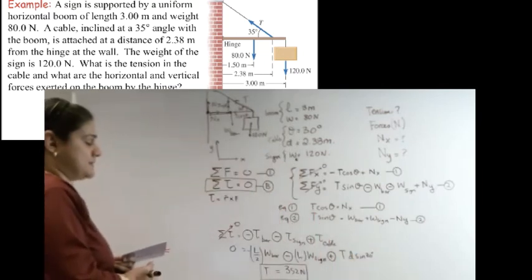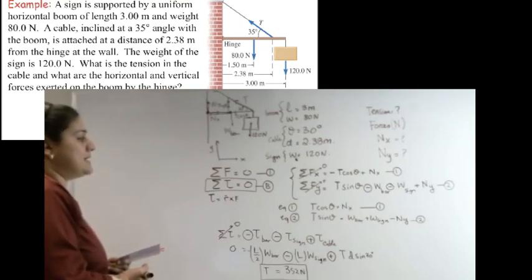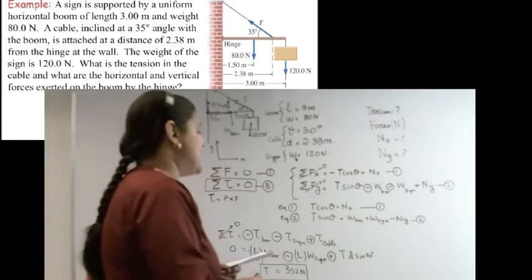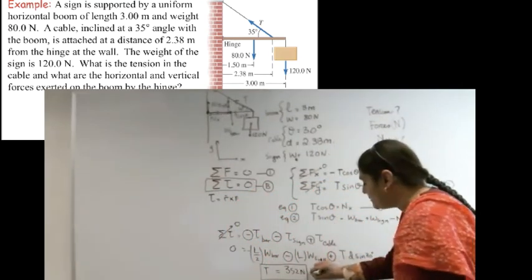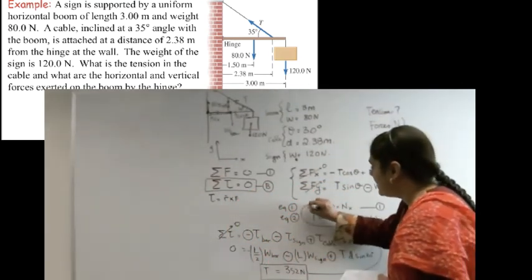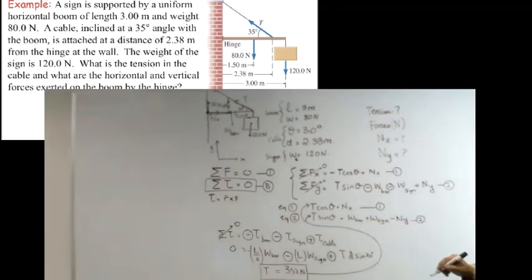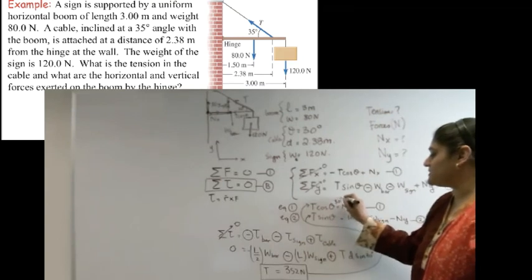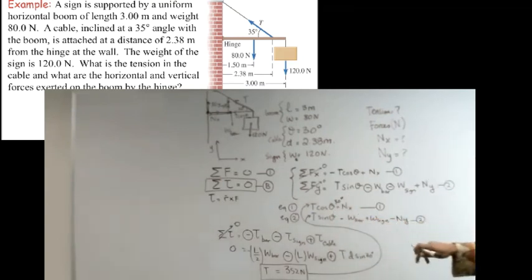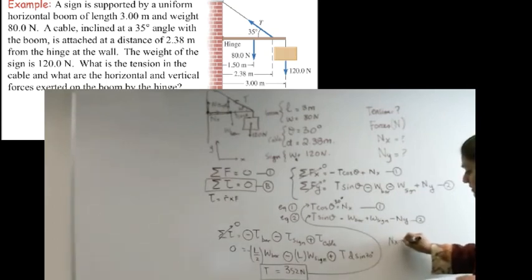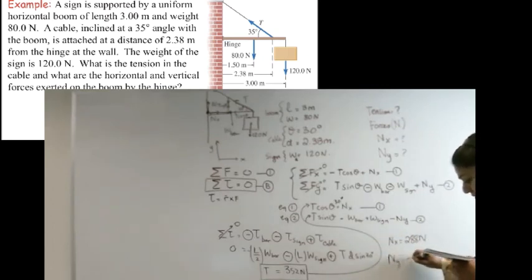Now that I have tension, can I calculate Nx and Ny? And the answer is absolutely. So I will have to go back to my equations 1 and 2 and plug in my tension in these two expressions right here, where theta is given by 30 degrees. And if you do that and you plug in all of the other numbers that you know, you will get Nx to be equal to 288 newtons, and your Ny to be equal to minus 2 newtons.